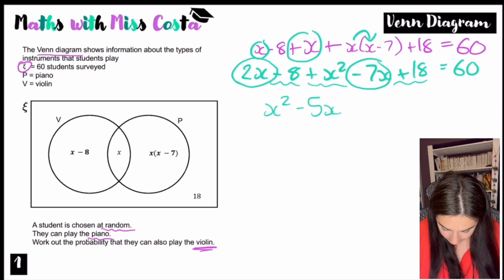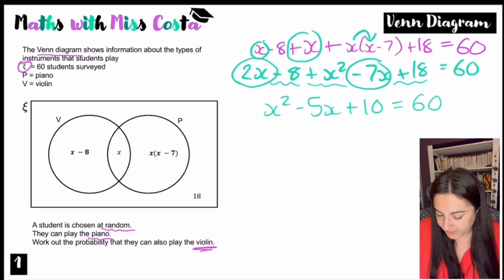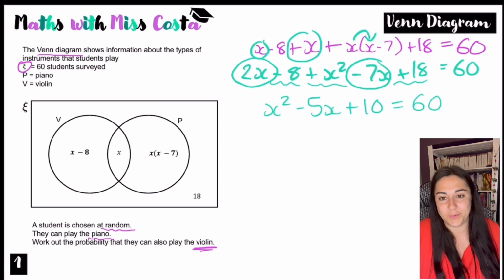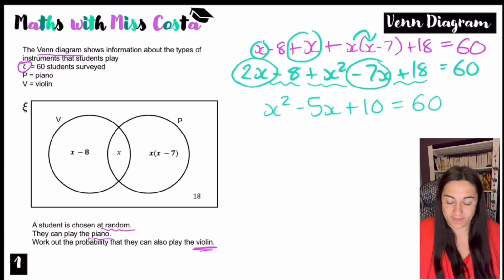is positive 10. And that must equal 60. Okay, so you've got your quadratic. Now, whenever you have a quadratic, you should know by now, hopefully, that you need to solve it. So make it equal to 0 and then factorize.